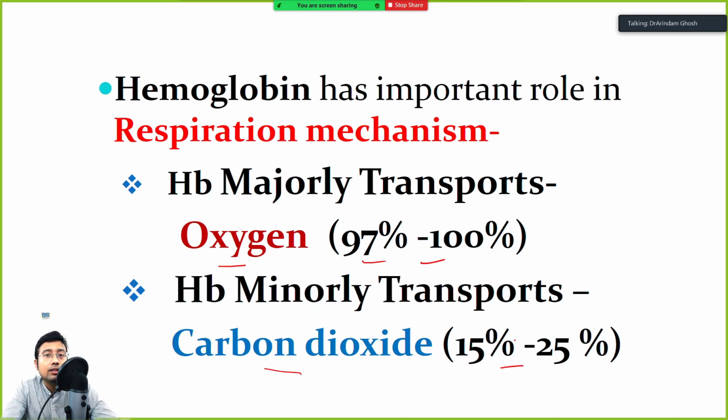Because oxygen is not soluble. The only way oxygen can be transferred in blood is via combination with hemoglobin, forming oxyhemoglobin. And carbon dioxide is actually very much soluble in water, in blood. So it can be transferred just like that. So carbamino hemoglobin concentration is much less.